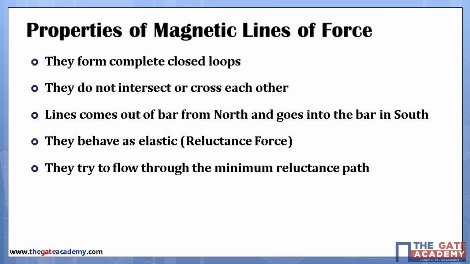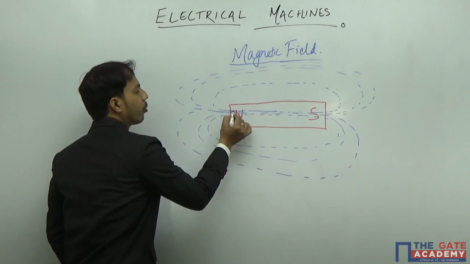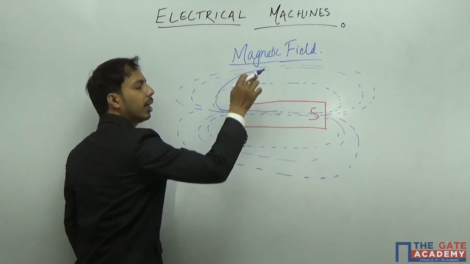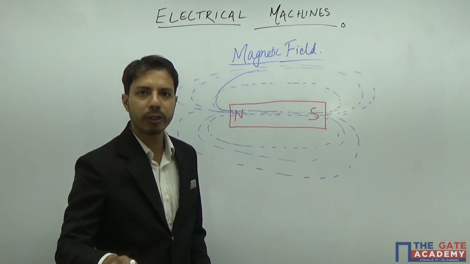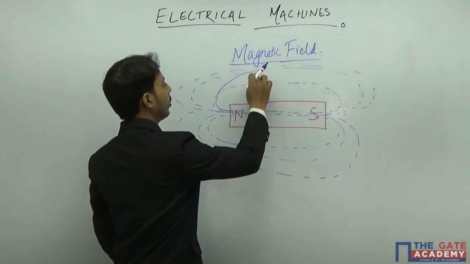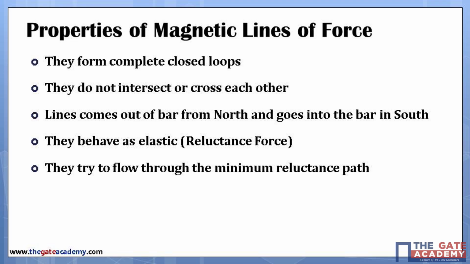The second point is they do not intersect each other. Now this magnetic field which is coming out from here is not going to intersect the other magnetic field. They will have their own path. This is important. They won't intersect each other.